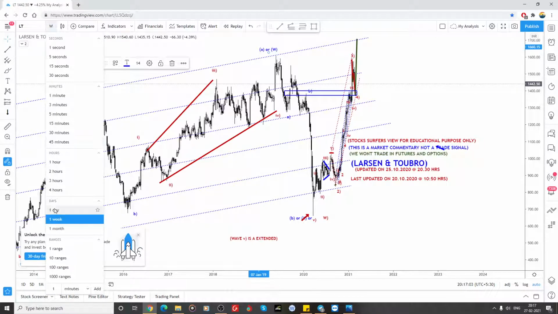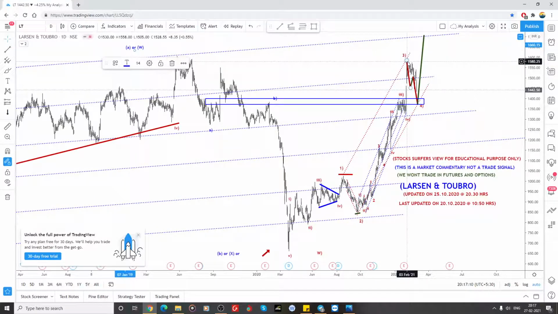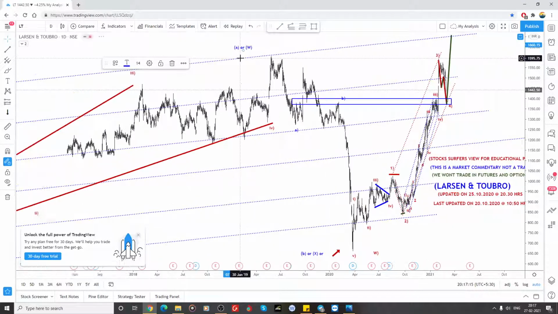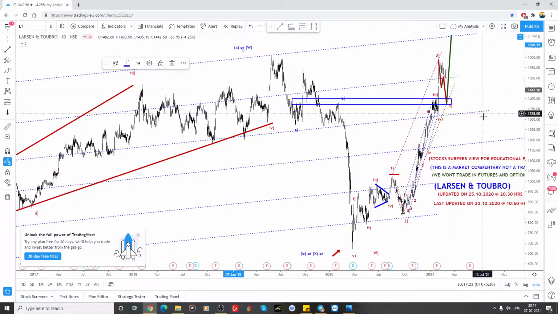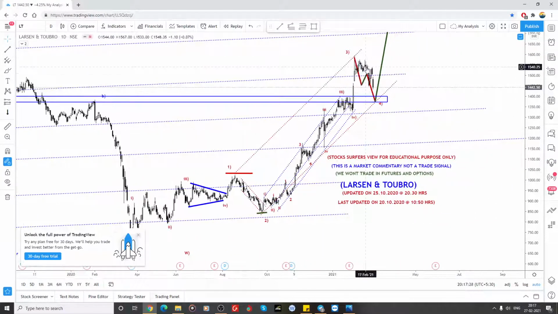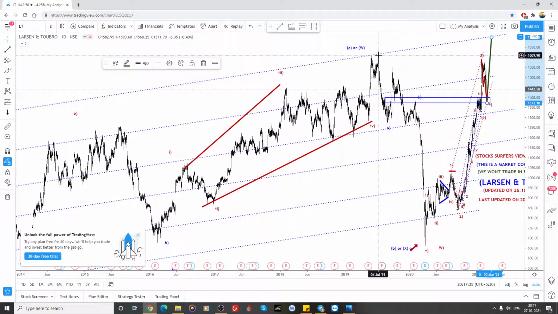Because if it makes the high, that will be considered as a 5-wave structure, right? So before the third wave, it went above this high, so maybe that B wave can go above the A wave, so that could be a running triangle also. But now it is not looking like that, so we are getting the rejection for that fourth wave. So the fifth wave has to shoot above that 1700 and it has to reach the previous high of 1000. It has to break this 1600 zone.